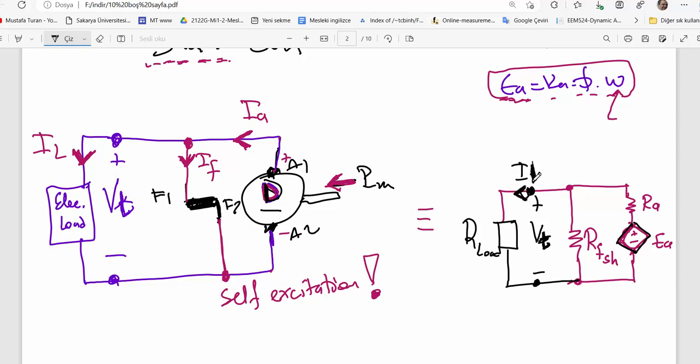Let me say IL. Here is the shunt field current, with RFSH. And that is the armature current. As you see, the armature induced electromotive force supplies the power for itself, self-excitation, and it also supplies the load. We will talk deeply later, but I just want to inform you how we use the equivalent circuit.